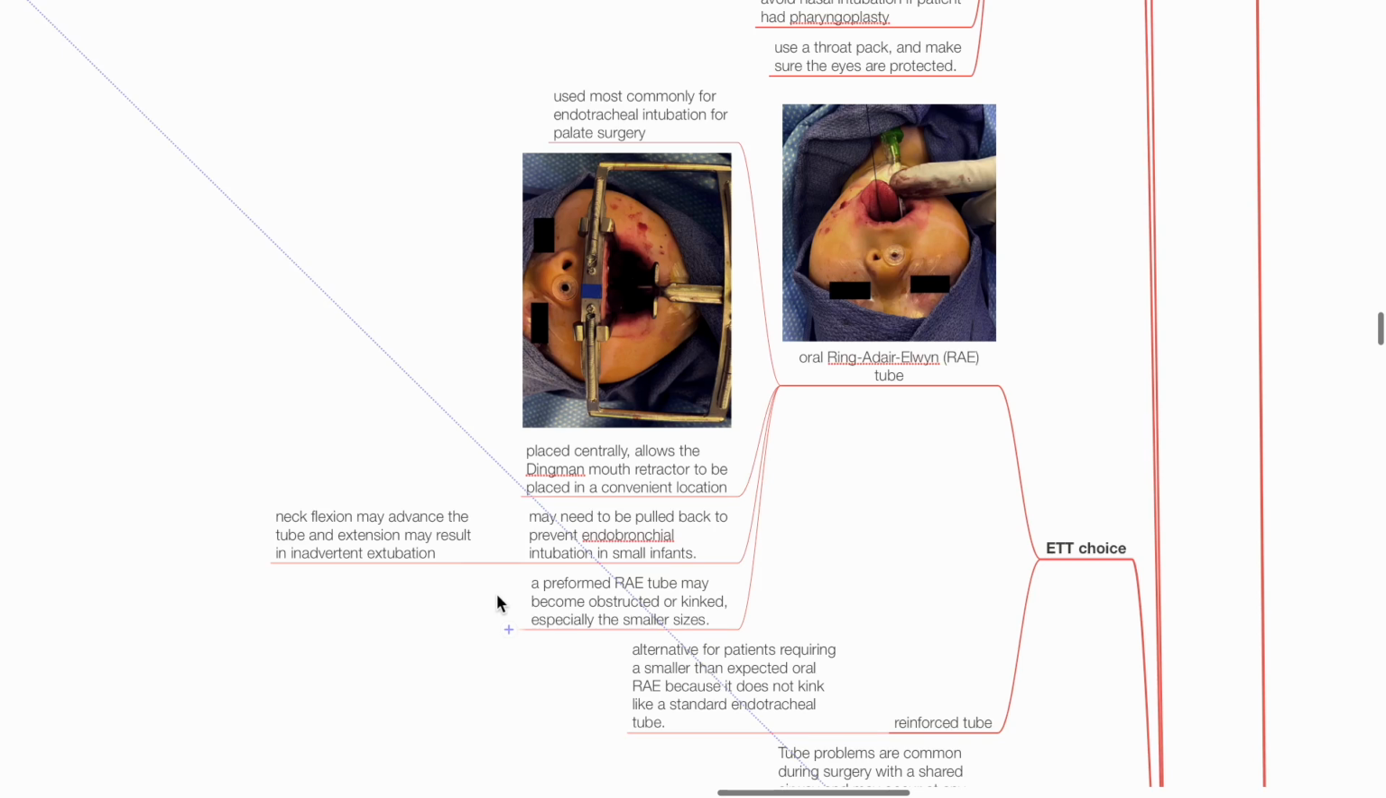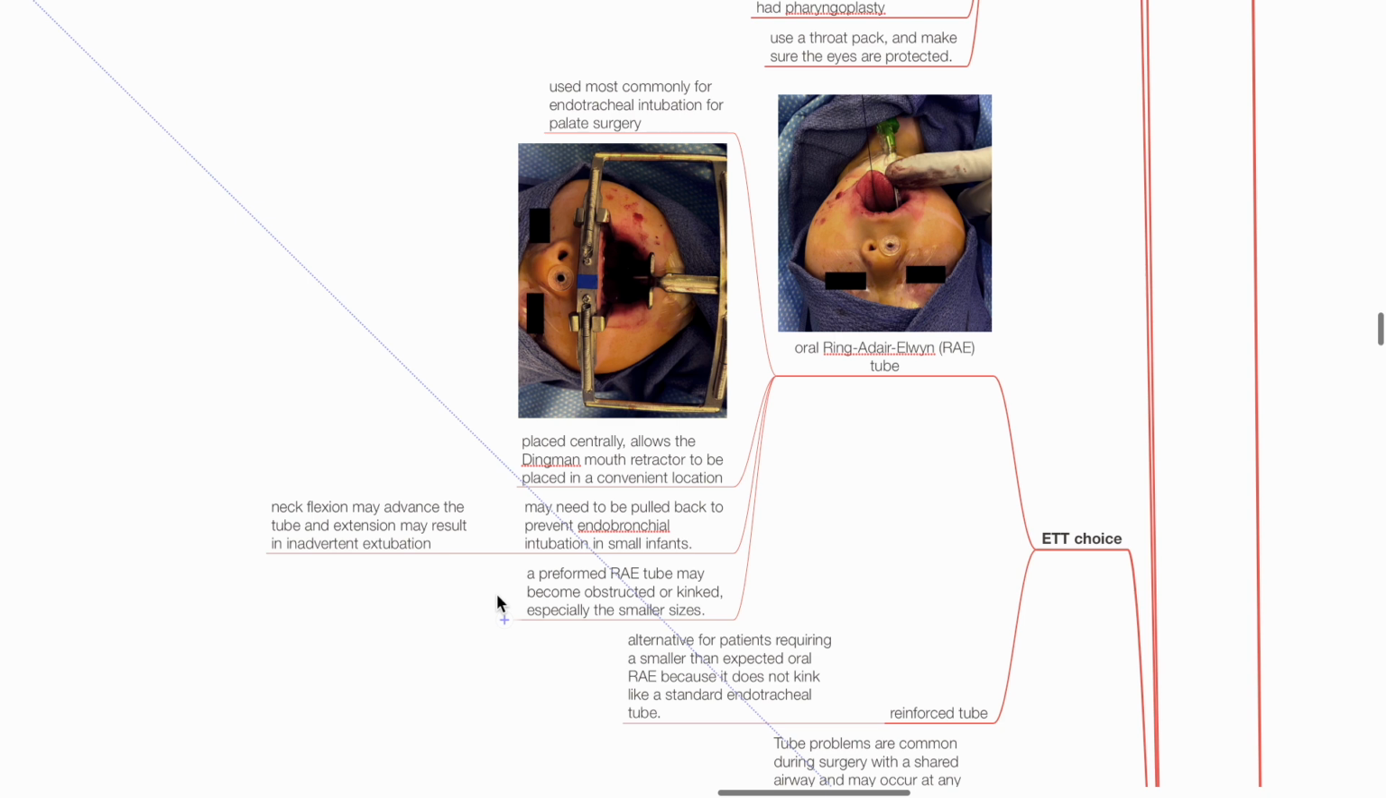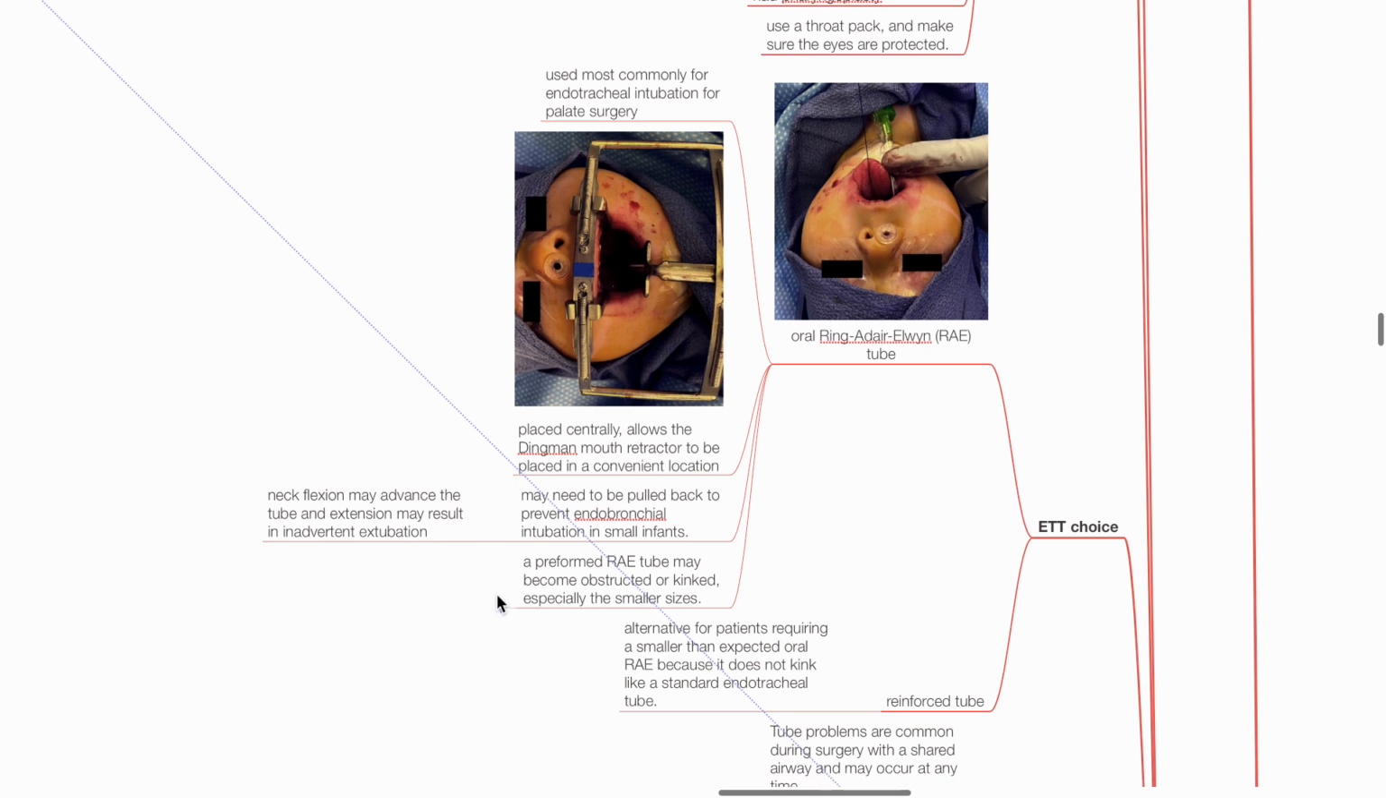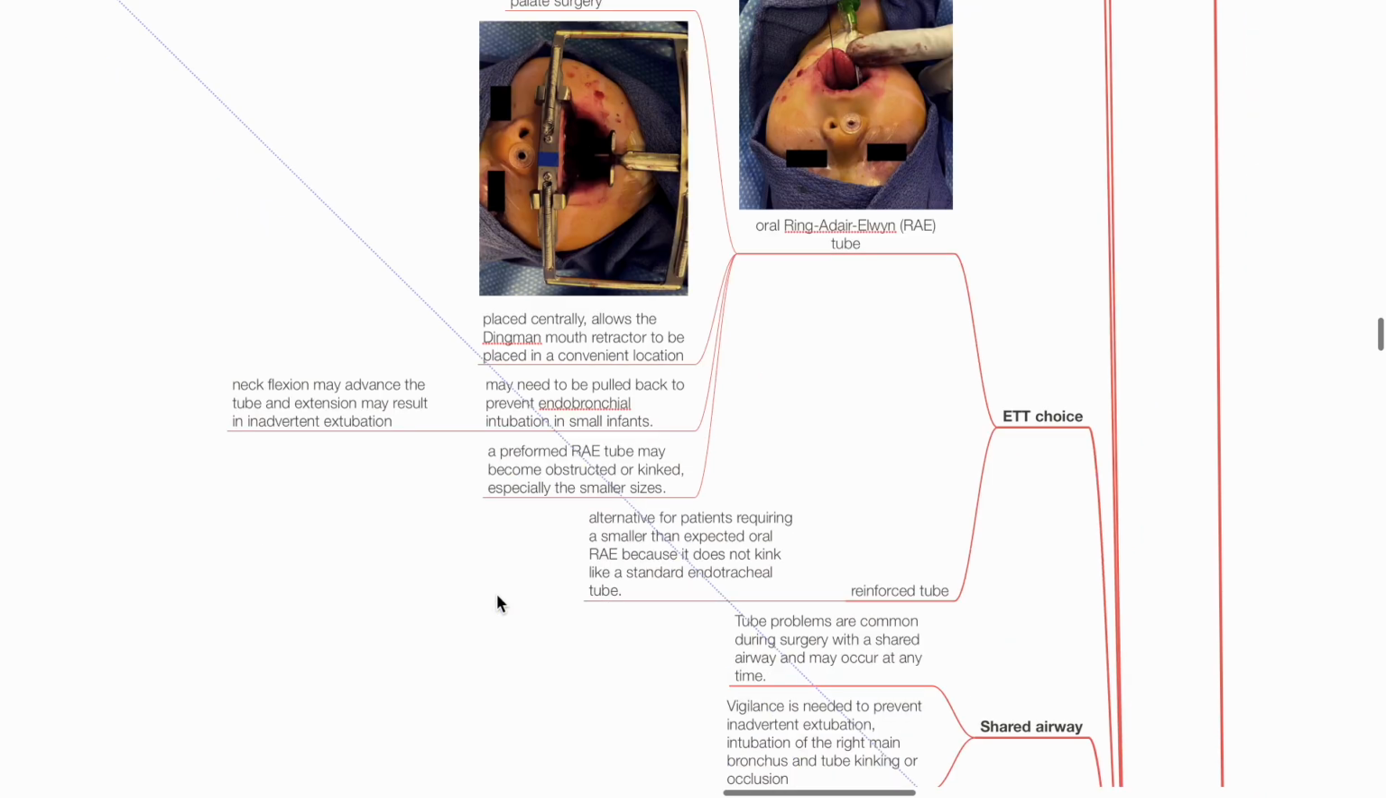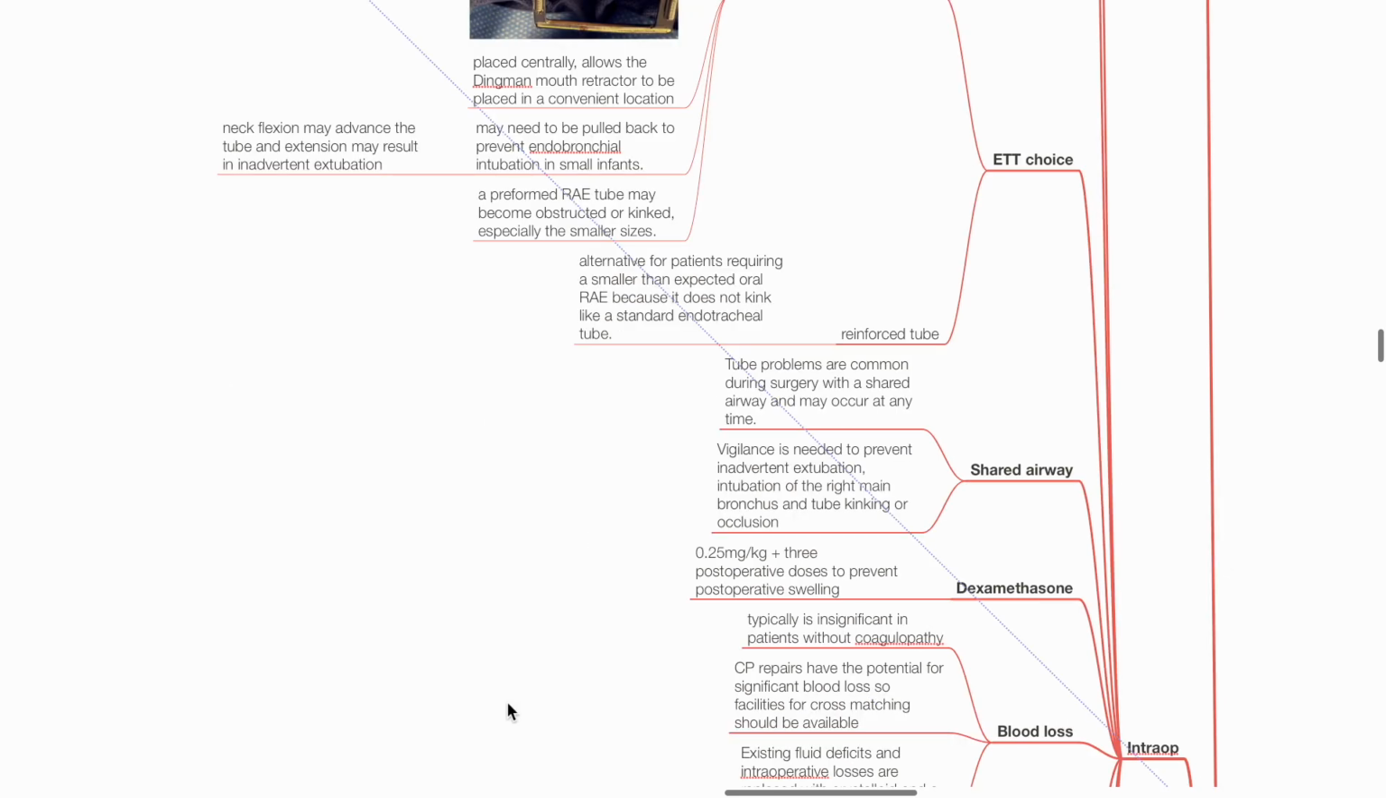The preformed RAE tube may become obstructed or kink, especially for the smaller sizes. Reinforced tube is a useful alternative that does not kink. Vigilance is needed to monitor for shared airway problems such as accidental extubation, endobronchial intubation, and tube kinking or occlusion.